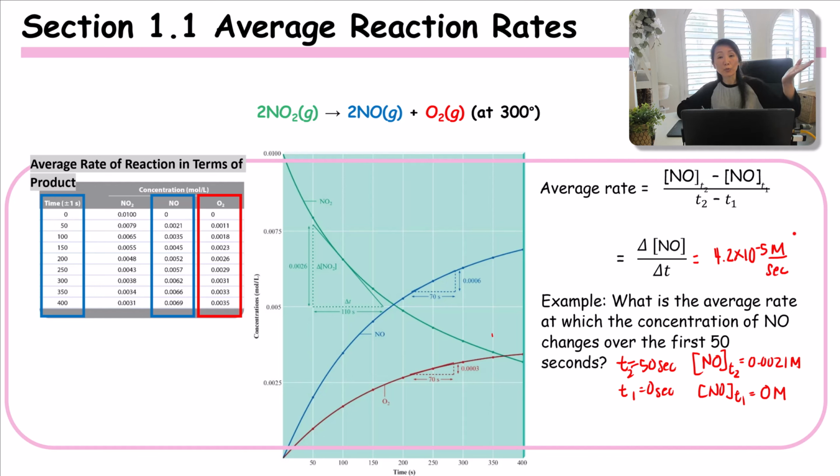What do you know? The diminishing rate of the NO2 is equal to the increasing rate of the product forming. The rate is exactly the same, and that's because it is a 2:2 or 1:1 ratio. If it's 2:1, the value for oxygen definitely would be different.